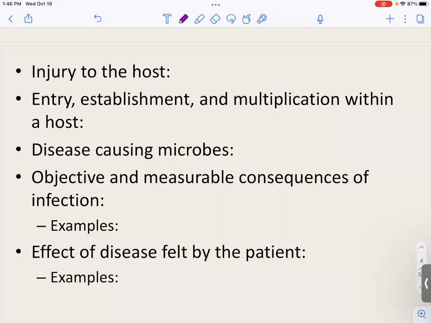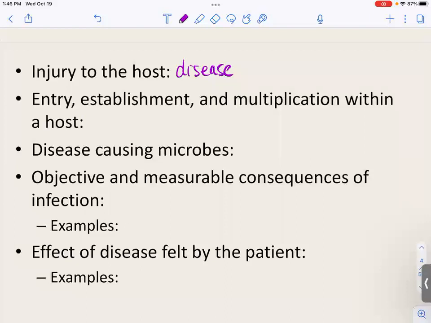Okay, so make sure we're squared away on some definitions here. If some kind of organism or infectious agent is causing injury to the host, we would call that disease. And I should say that doesn't have to be an infectious agent. It could be a genetic origin, it could be an autoimmune disease, anything that's causing injury to the host, we would call that disease.